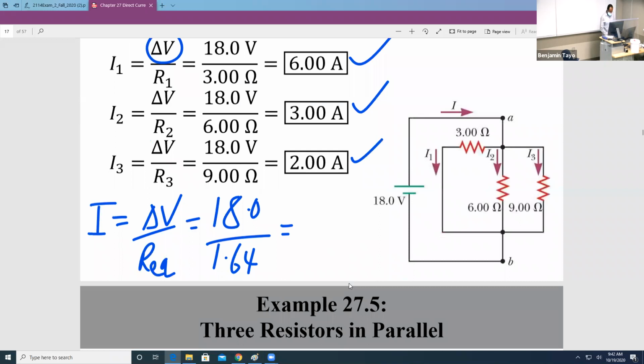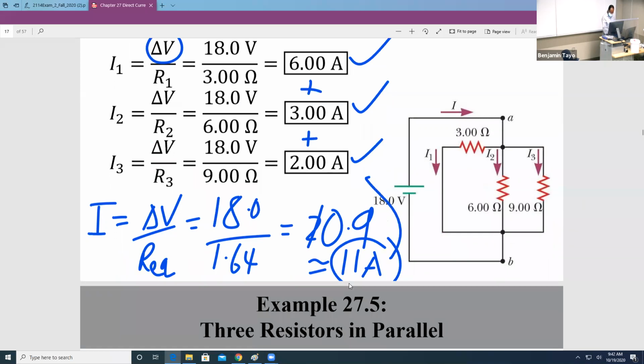10.9. So this would be 10.9. Again, because of round up, this is almost like 11 amps. So you can see that if you add all of these, you should get the same value as that value.